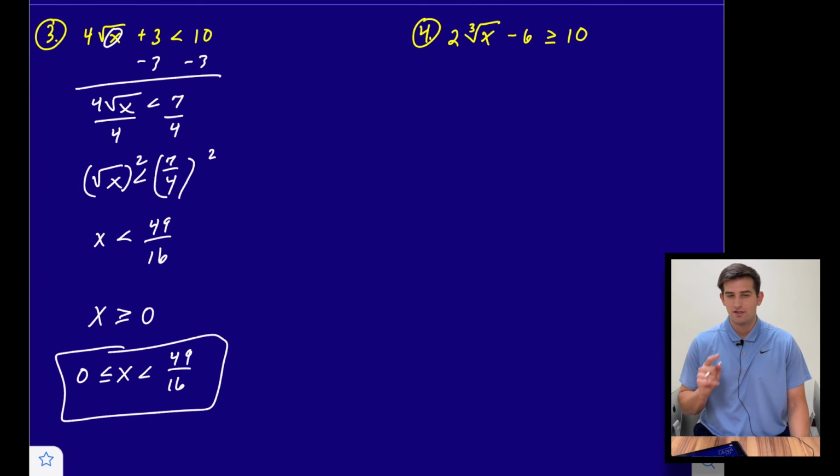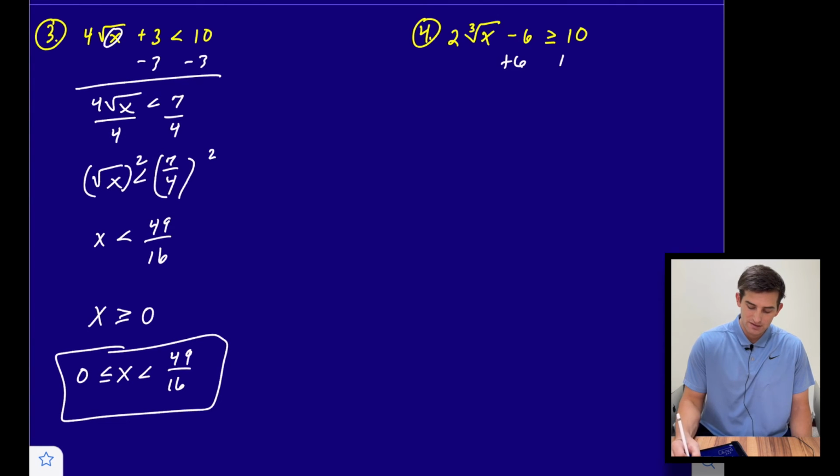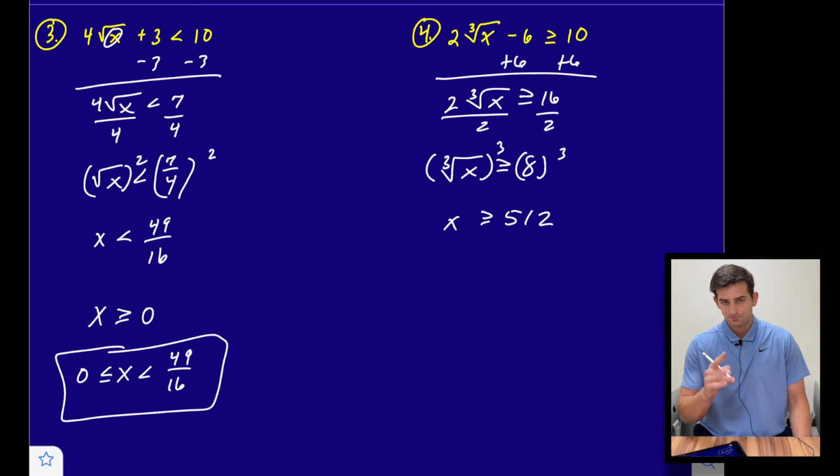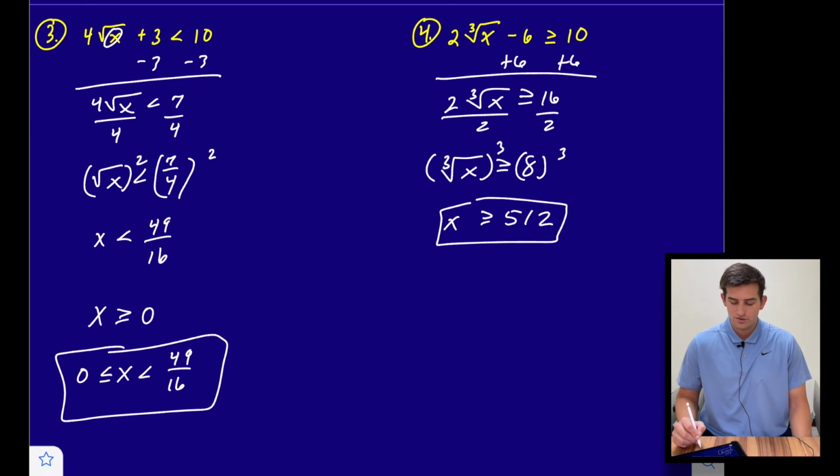Okay, last example, we have a greater than or equal to sign. So it's going to change it up just a little bit, but not a ton. So let's add 6 to both sides. So we have 2 times the cube root of x is greater than or equal to 16. And let's divide both sides by 2. So we get the cube root of x is greater than or equal to 8. And now let's cube both sides. So we get x is greater than or equal to 512. Now, do we have to consider the possible values? No, because we're talking about a cube root instead of a square root. So we're just going to say x is greater than or equal to 512.